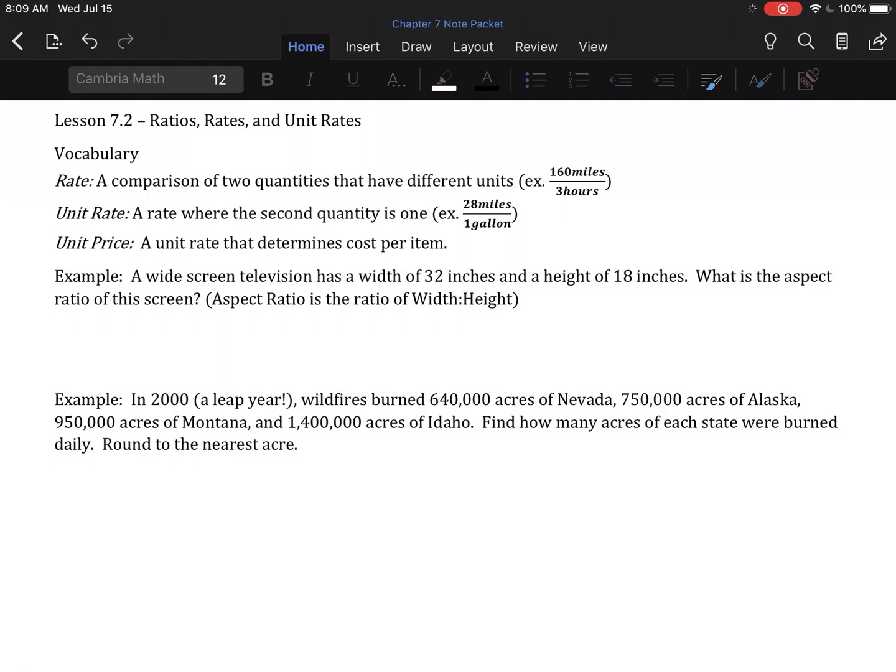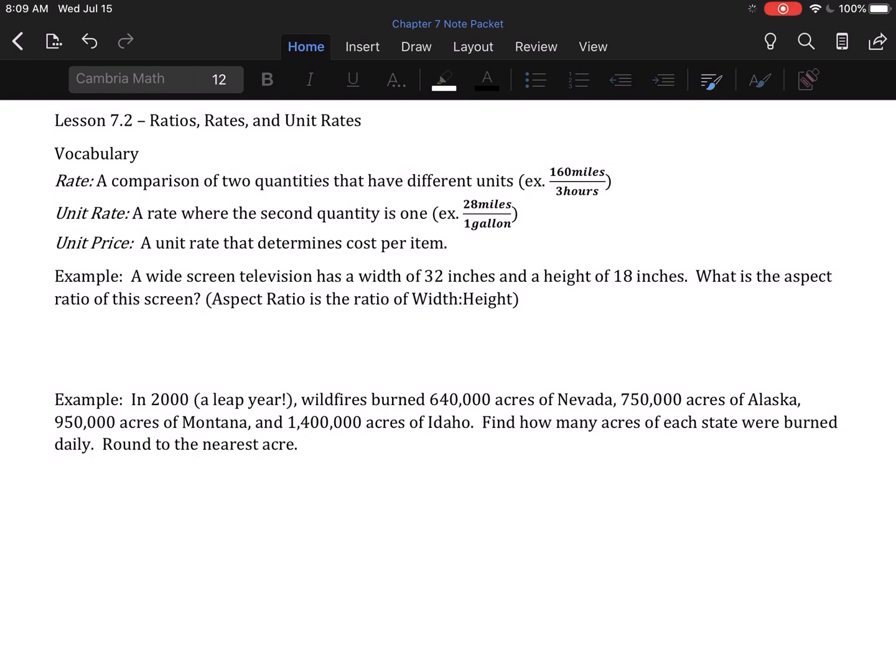Unit price is a unit rate which has cost on top. It's the cost per item. So we're going to take some things, write down some rates, get ourselves some unit rates, and basically this is going to be playing with fractions.